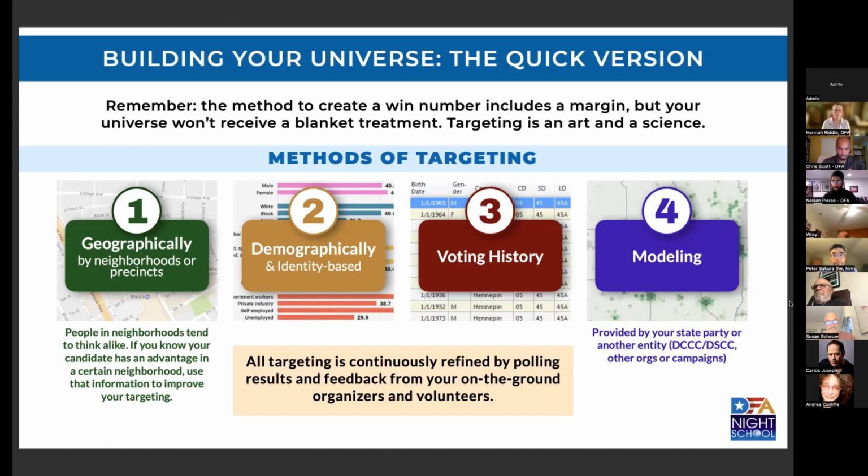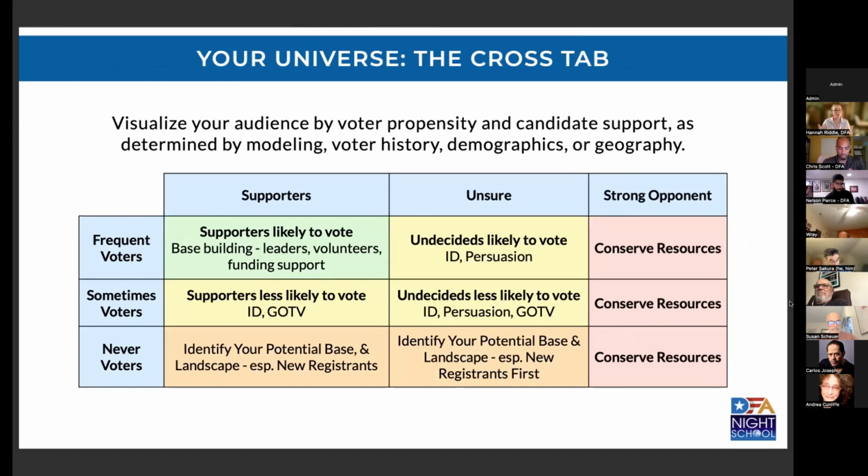And that's why it's also important to have community leaders on your team who know different populations within your community and hear feedback from those populations. When you're talking about how you're contacting your candidate or your universe, this is a very simple crosstab that gives you a little bit of an idea on how to mobilize different parts of your universe.